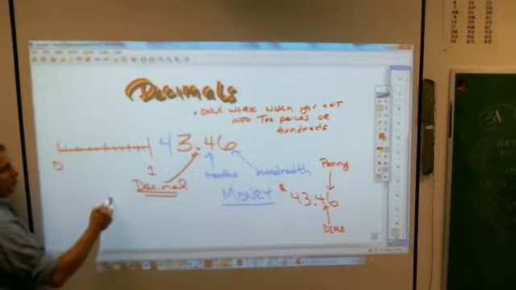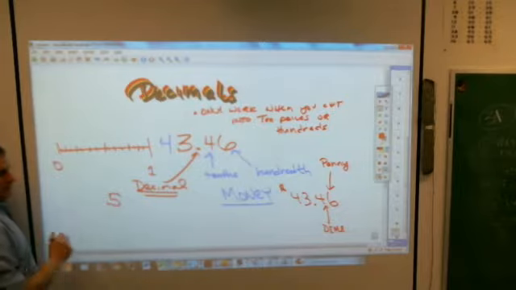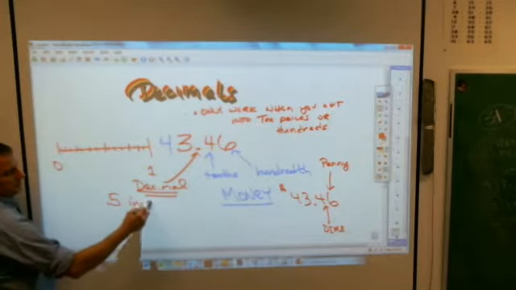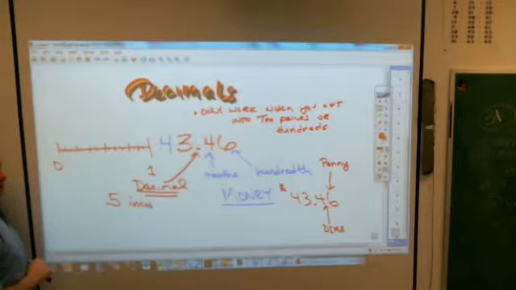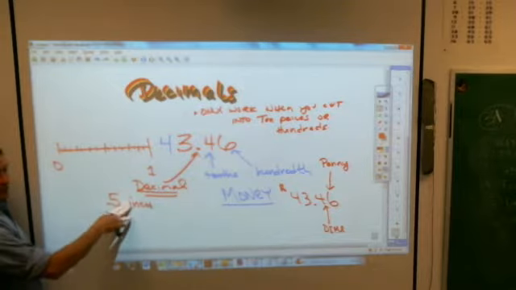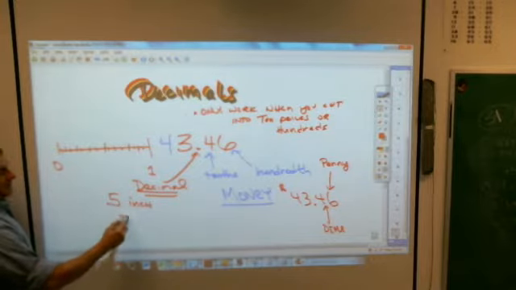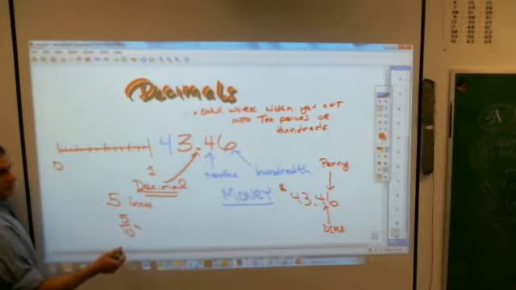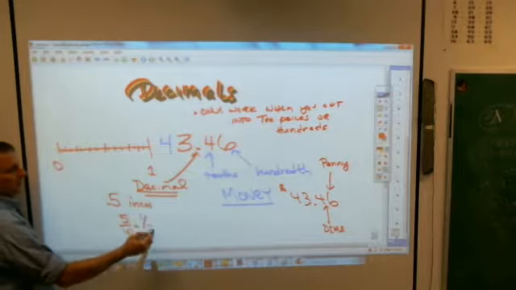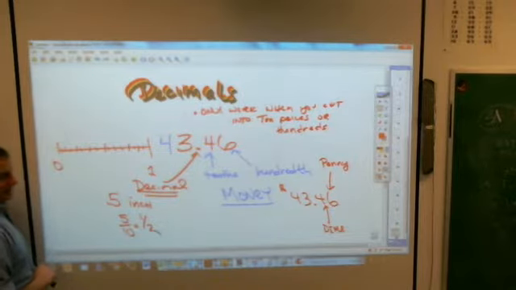If you had 0.5 of an inch, 0.5 of an inch is what fraction? And why? Because 5 cuts something into 10 pieces, it's 5/10 of an inch. What do we call 5/10 of an inch? It's half of an inch. Yeah, we use half of an inch to say that.